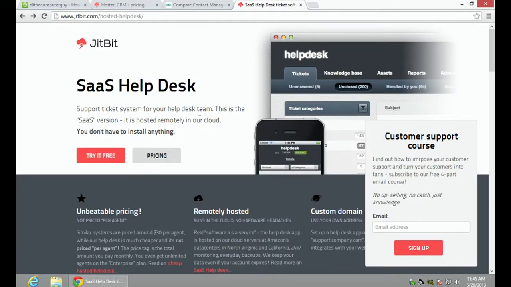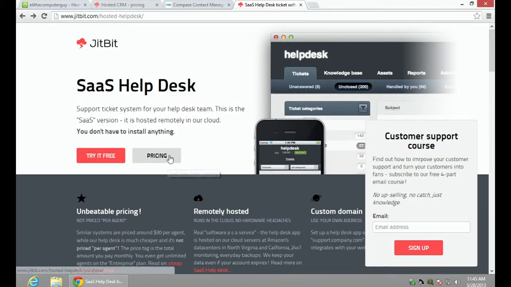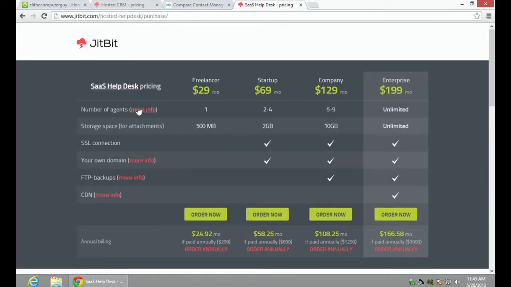Then we come over to JitBit. Again, I like JitBit, the CRM. I did a review on them, and I love the price for their CRM. But then they have this software as a service help desk, another CRM solution. But we go to pricing here, and the thing to think about is it can get all wonky. So let's see here, freelancer, 29 bucks. Okay, that gives you one agent. And then you go up to startup, $70, and it gives you 2 to 4 agents.